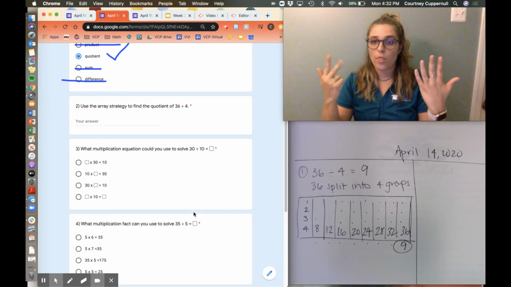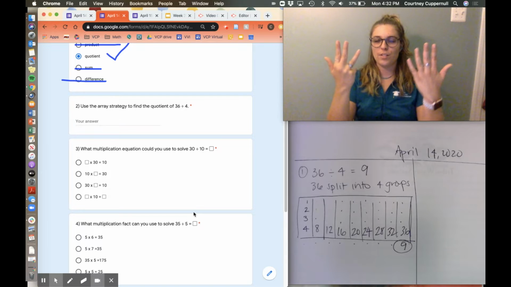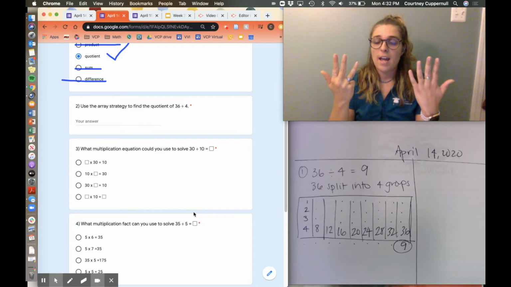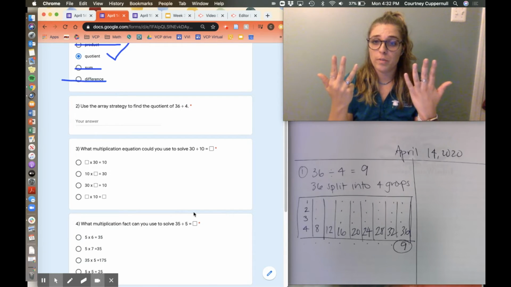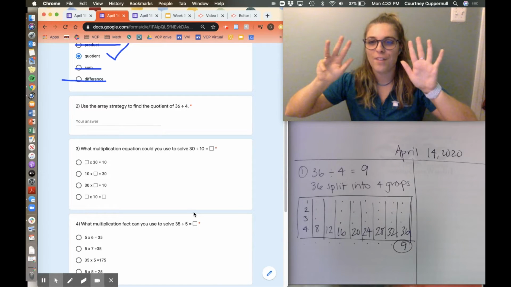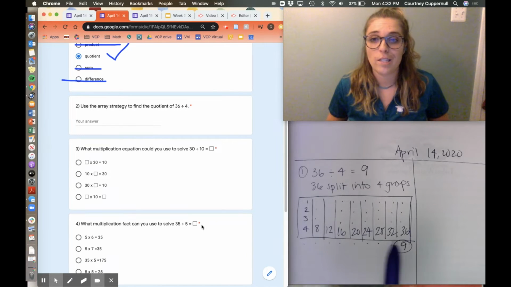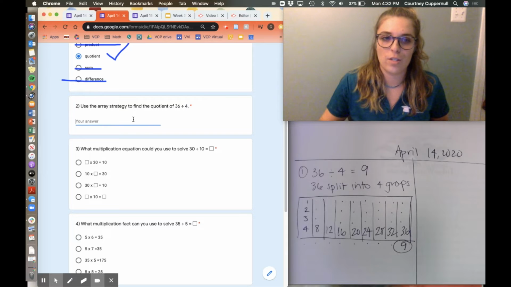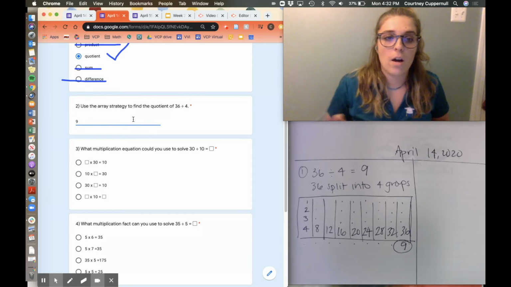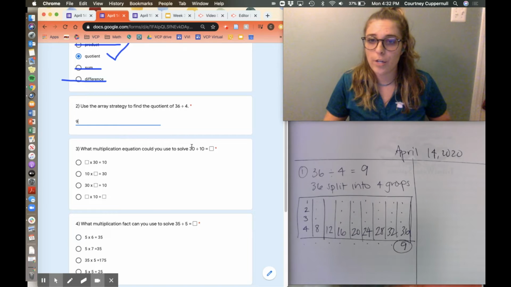28, 32, 36. I'm stopping at 36 because that I know is my total. And I'm counting by 4s because it's 36 split into 4 groups. I have 9 fingers up, so I know my answer is 9. If I divide 36 into groups of 4, which is what is represented on my fingers here, I will have 9 groups. So using the array strategy, we got 9. I just double checked it with our finger counting strategy. We know our quotient is still 9. Awesome possum. Now let's rock and roll into using multiplication to solve division equations, since that is the purpose of the lesson today.